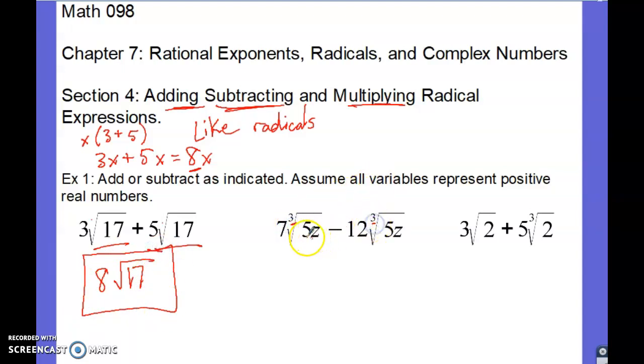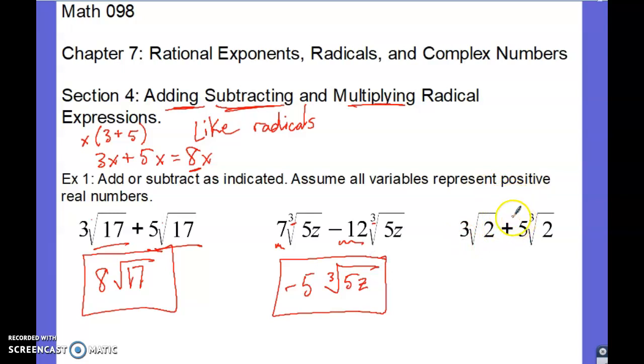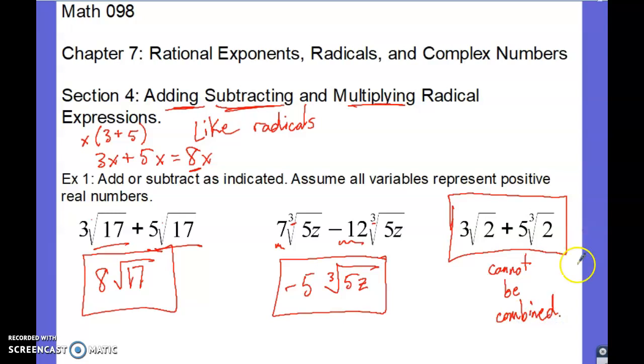The index is the same, the radicand is the same, so we can combine them together, and 7 minus 12 is negative 5 cube root of 5z. And as you look at the third example in exercise 1, the index is not the same, so we cannot put them together. This one cannot be simplified, or you can just rewrite that answer. So I'm fine if you rewrite it, or if you just say cannot be combined, simplified, whatever phrase you want to use. Just make sure it's correct.